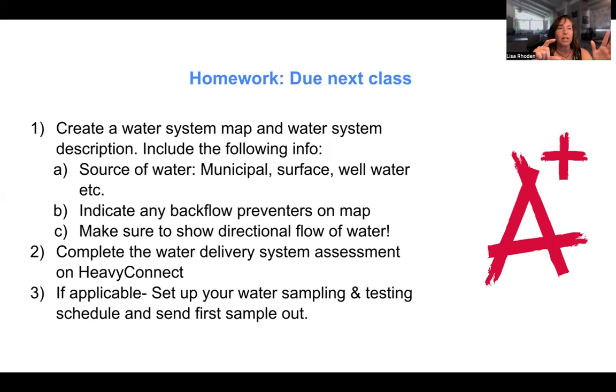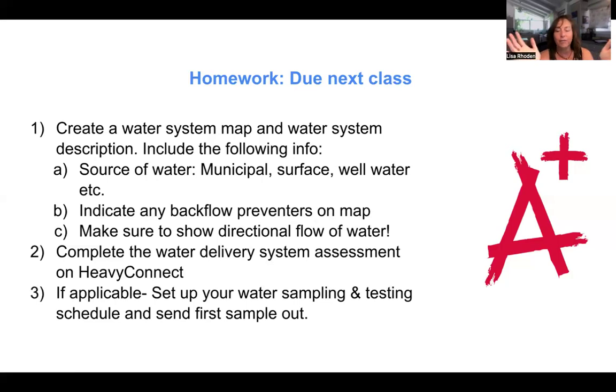The key things you want to capture are: what's your source water? Are there any backflow preventers on your property? And if so, can you put them on the map? Do you know where they are? And what direction does your water flow? Obviously, you're going to want to draw in aquaponics beds or field blocks or your growing structure so that we can get a sense of, for example, how many blocks or beds or racks your irrigation system is servicing. So just a short description there.